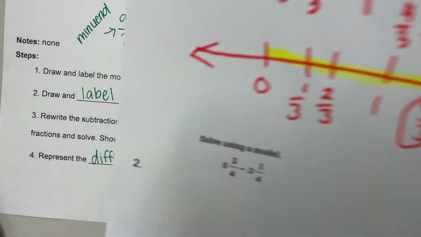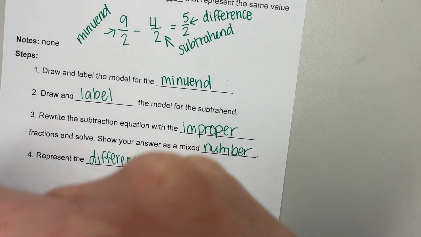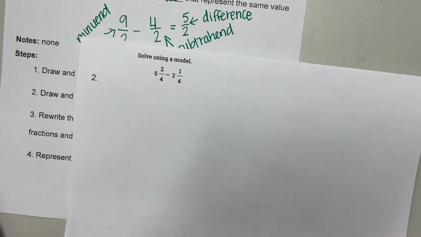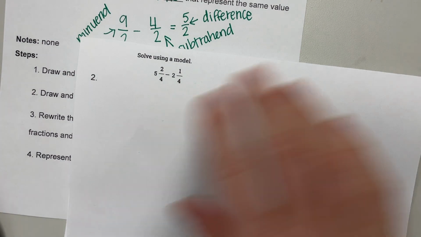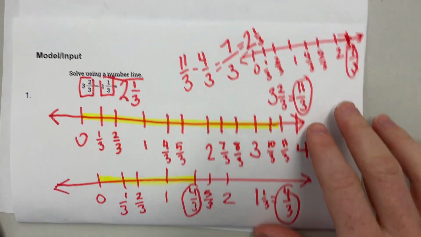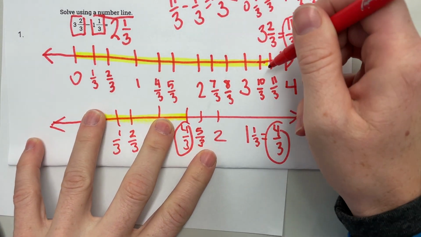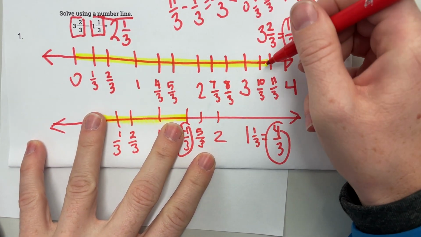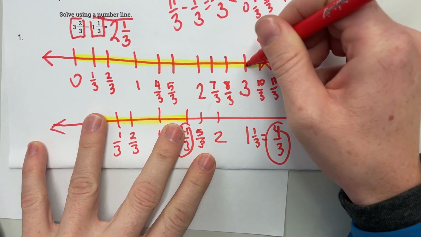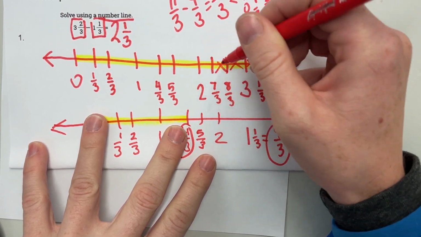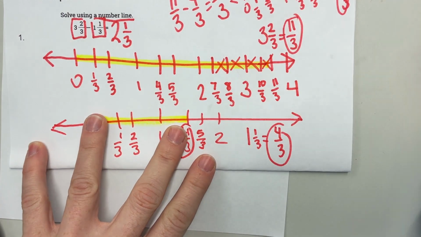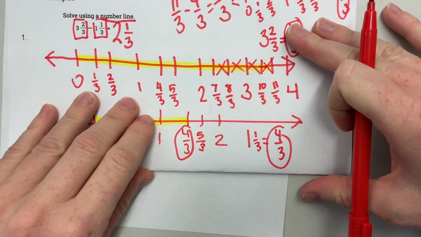My second problem says solve using a model. Actually, I could have also shown that other one differently, and I want to show you here. I could have crossed off one whole, so minus 4/3, I can cross off 4 of these: 1, 2, 3, 4, and it gets me to the 7/3 right here. So either way will work.